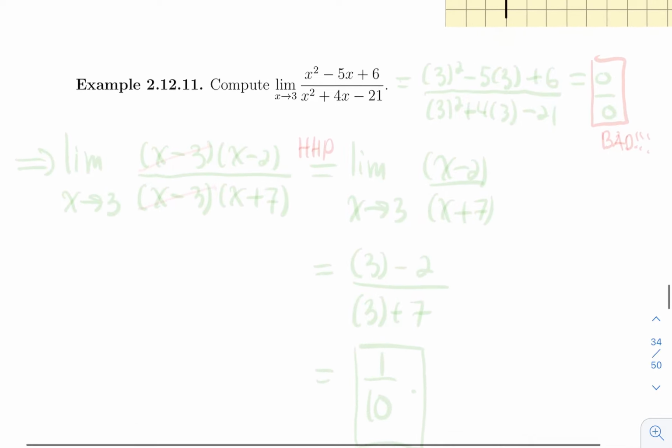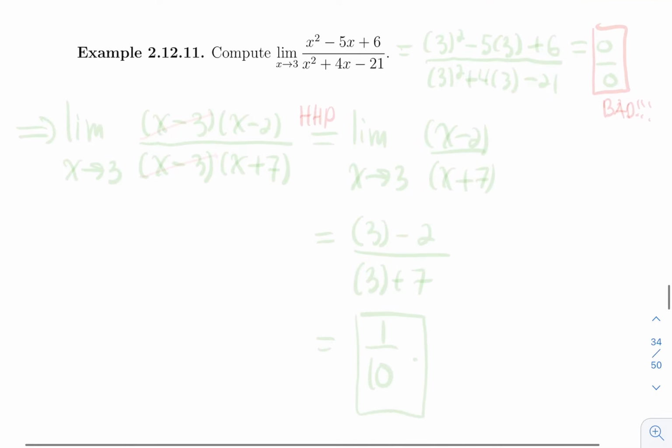All right, next example. We want to compute the limit of x squared minus 5x plus 6 over x squared plus 4x minus 21 as x approaches 3. First thing, let's plug 3 in there and see what happens. So if you plug 3 in there, you get 3 squared minus 5 times 3.